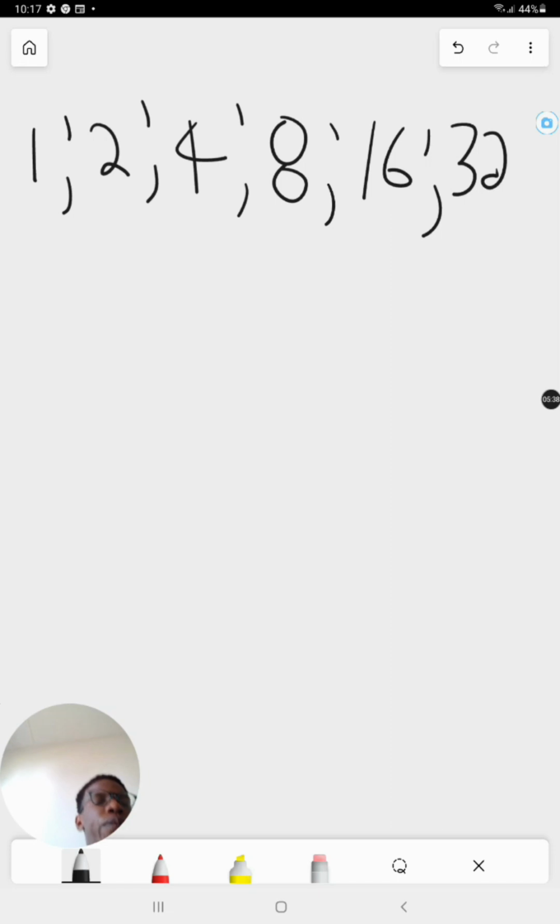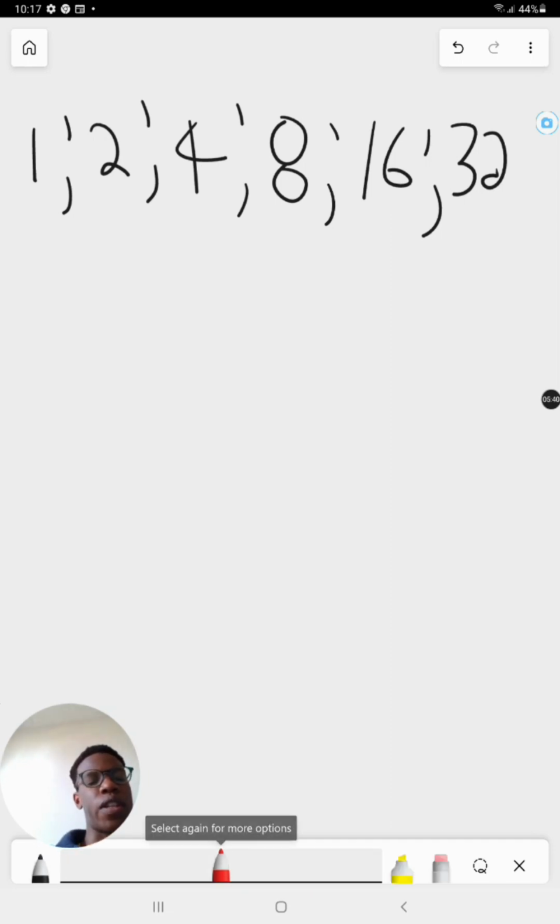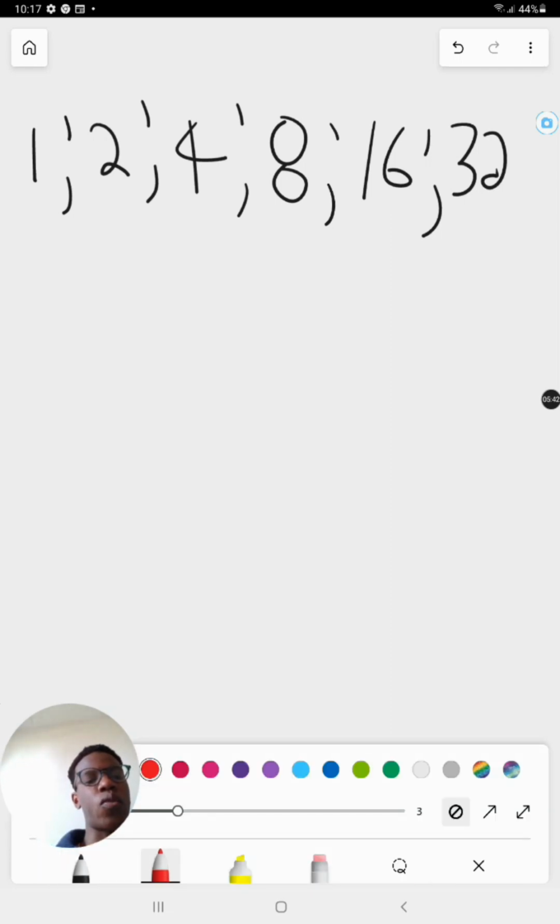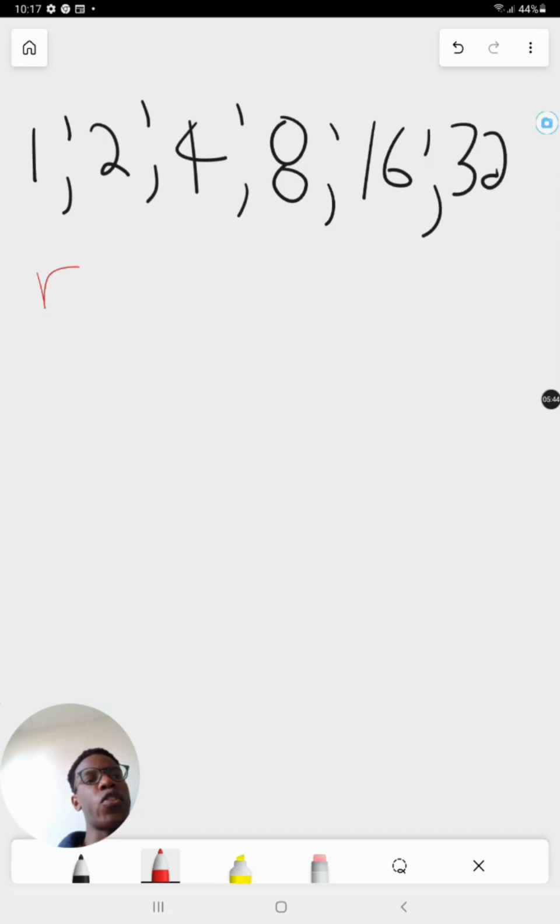Now if you look at this, what is our common ratio? We calculated it before. Our common ratio R is equal to 2, because any number divided by the number that comes before it is going to give you 2. Doesn't matter which two numbers you look at, they're always going to give you 2.